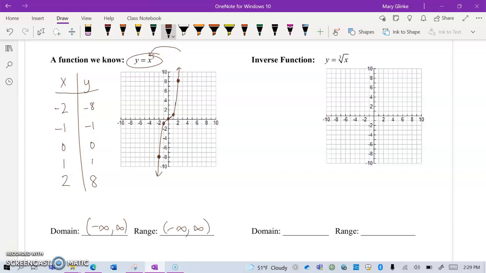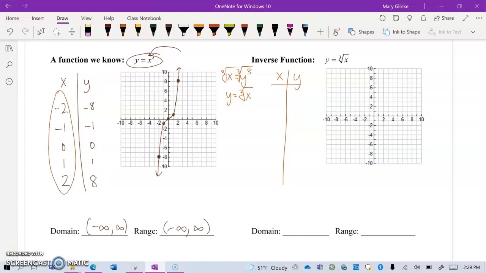So if we were to switch x and y and solve for y, our inverse function would be the cube root of x. To graph this, we don't know how to graph this. So what we're going to do is take our original function and take that table of values and switch x and y. So -8, -1, 0, 1, and 8 now become my x values, and -2, -1, 0, 1, and 2 now become my y values.